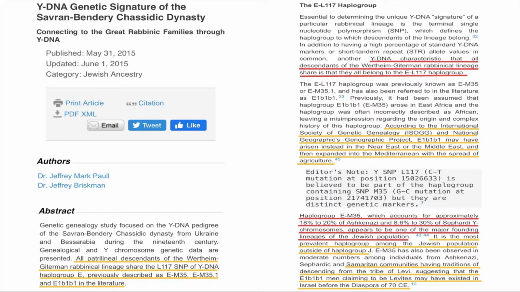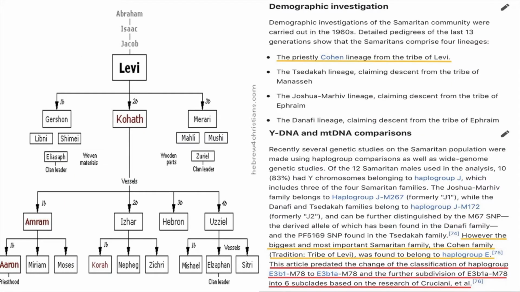Samaritan communities have traditions of descending from the tribe of Levi, suggesting that the E1B1B1 men claiming to be Levites may have existed in Israel before the diaspora of 70 AD. And so the priestly Kohen lineage from the tribe of Levi actually have haplogroup E. And so it says, however, the biggest and most important Samaritan family, the Kohen family, tradition, tribe of Levi, was found to belong to haplogroup E.